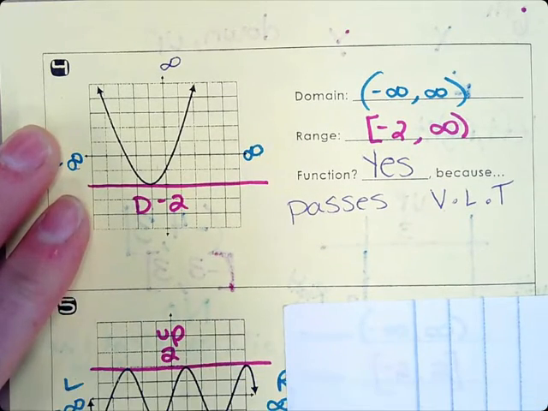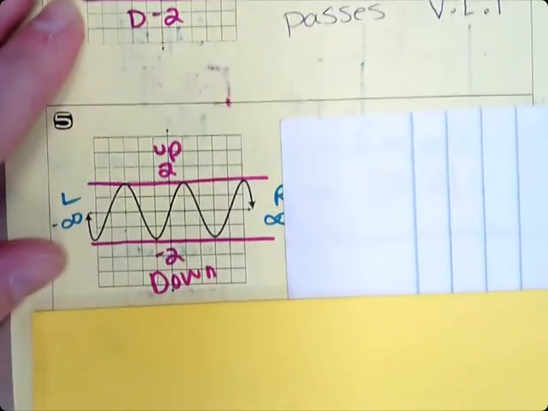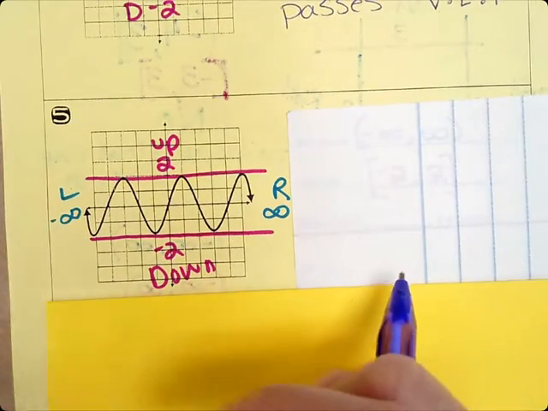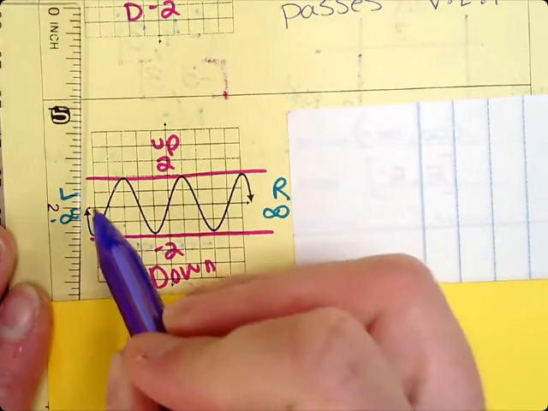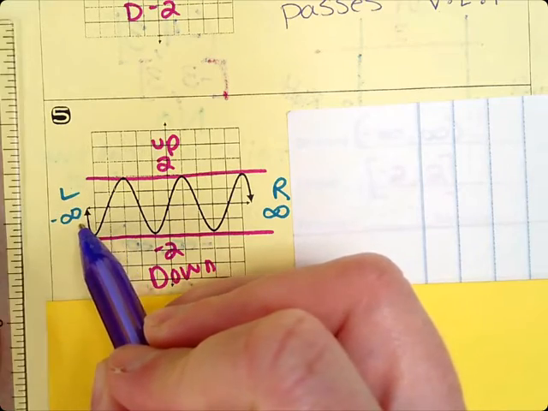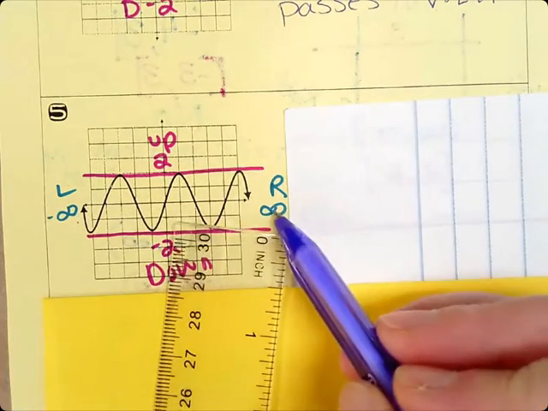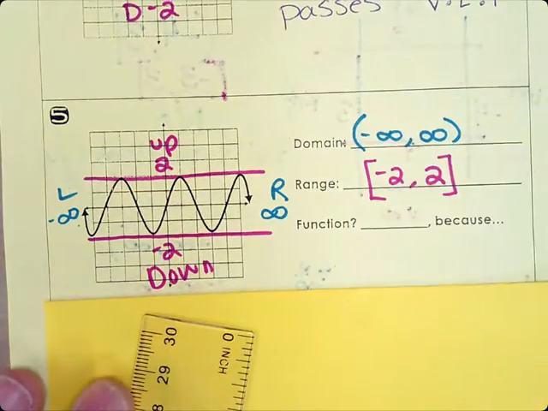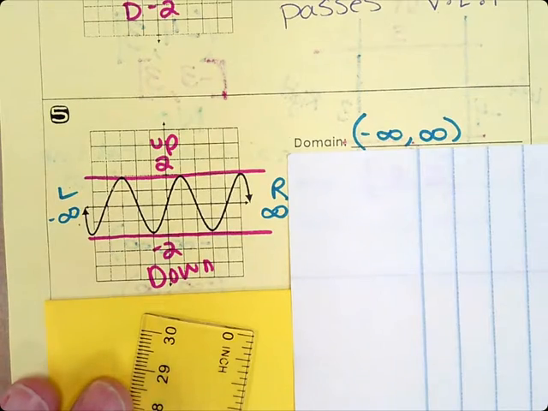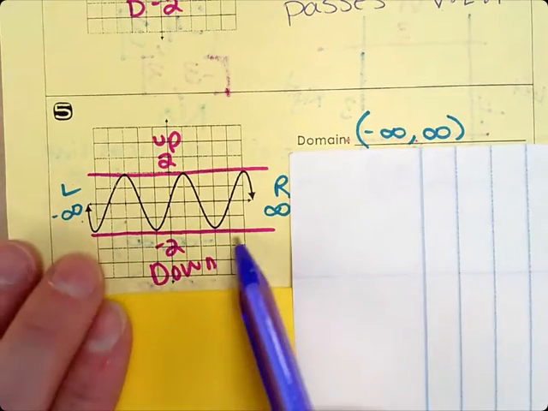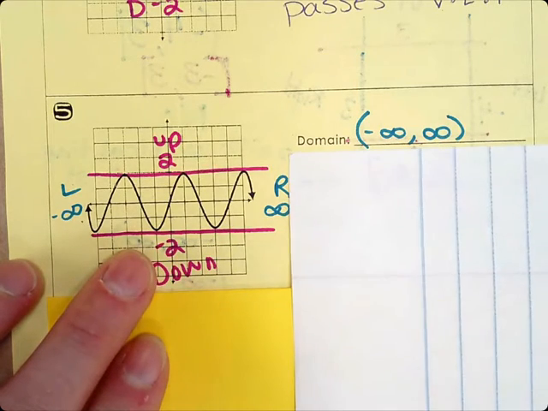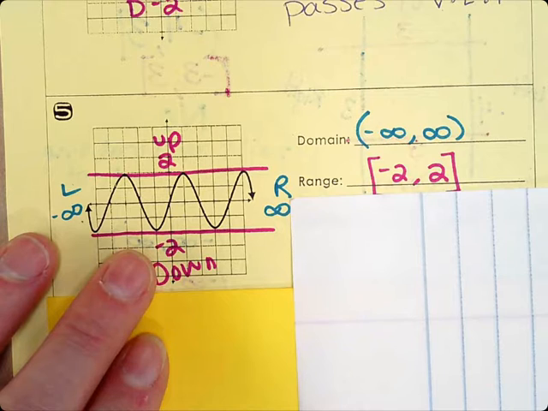Okay, let's look at the next one. Going from left to right, I cannot put a fence on here because it's going to continue on and on. So that's why it's negative infinity to the left, and to the right, it continues on and on to infinity. So it's negative infinity, positive infinity. I can do a fence on the bottom for the down, which is -2, and a fence on the top for +2. And it touches both of those, -2 and +2.